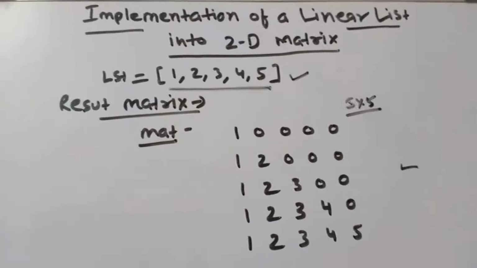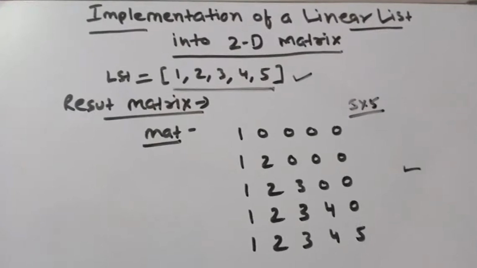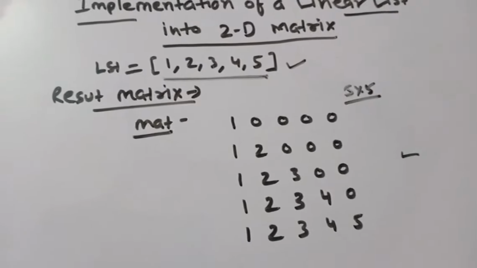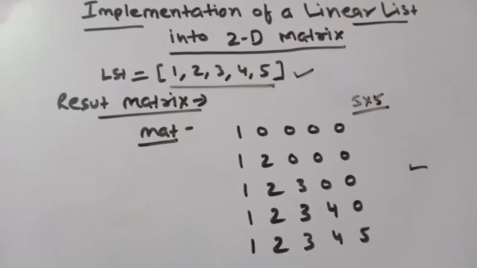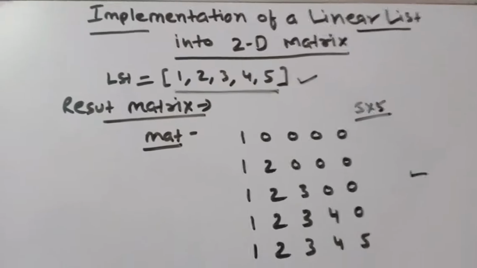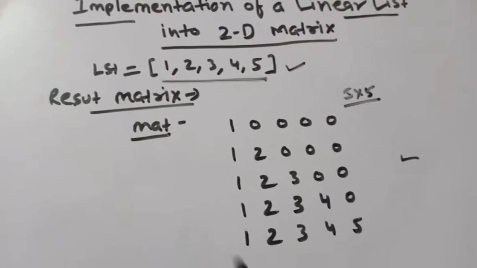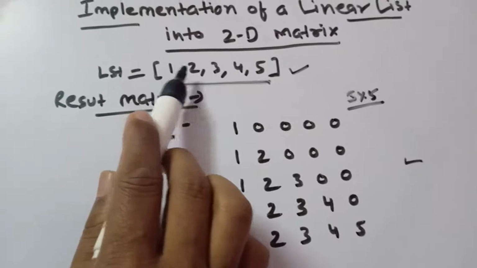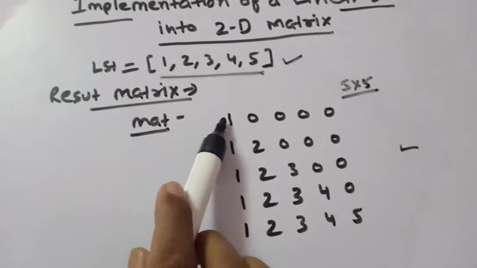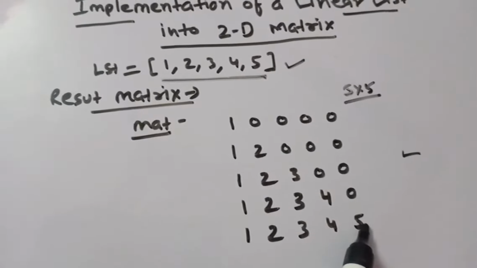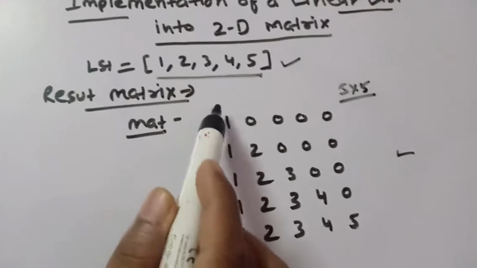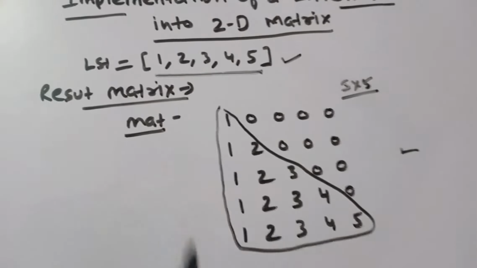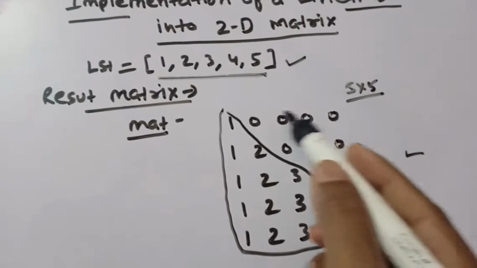The elements of the linear list will be placed in the matrix with a declared pattern or a logical pattern, and the places in which the elements will not be placed will be filled by 0. As in this pattern it is shown, the elements of the linear list are placed one by one in increasing order in the matrix. The rest of the places which are not filled by the elements are filled by 0.